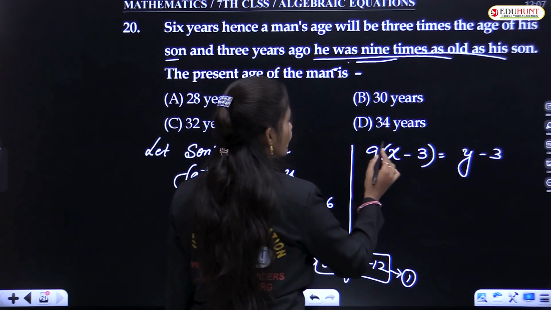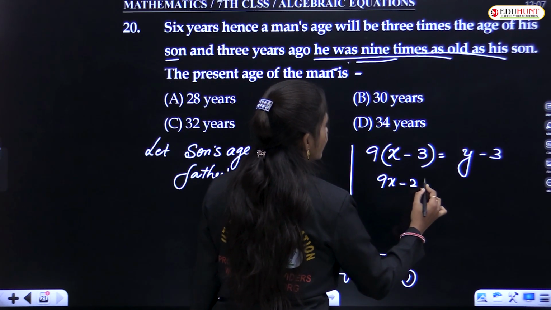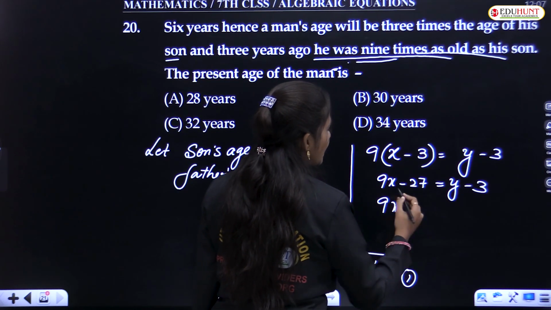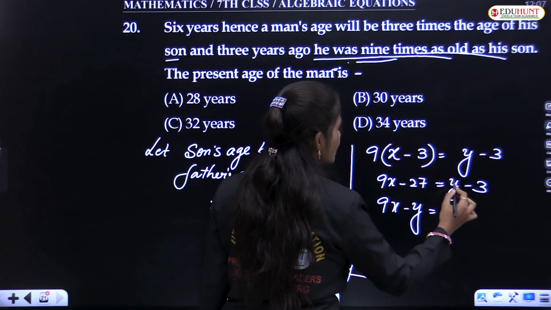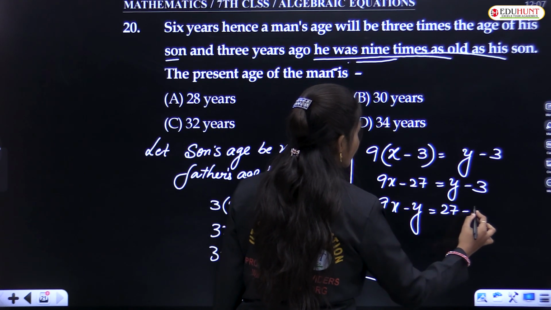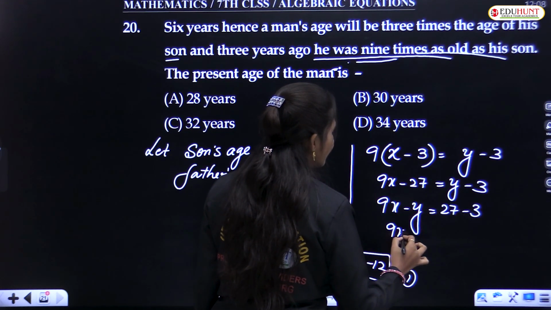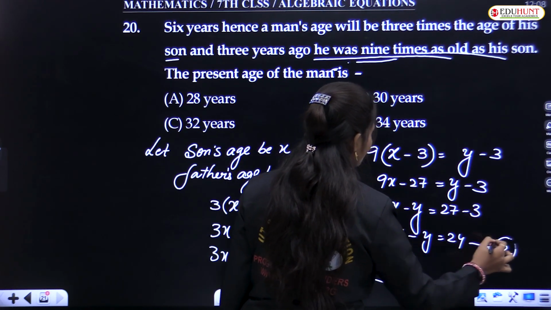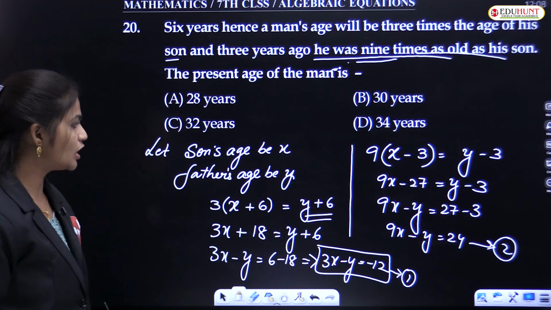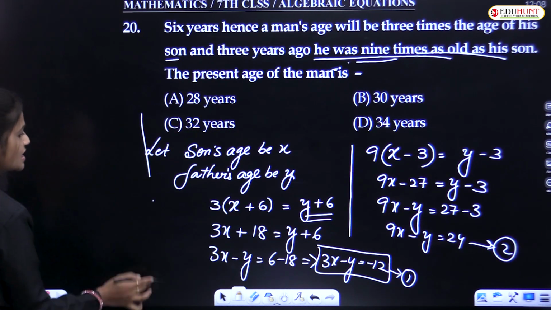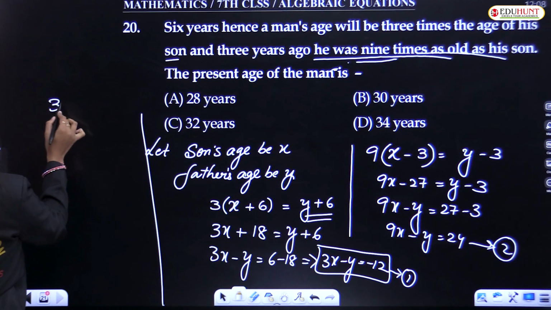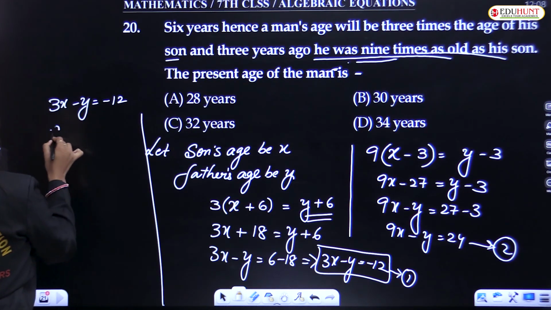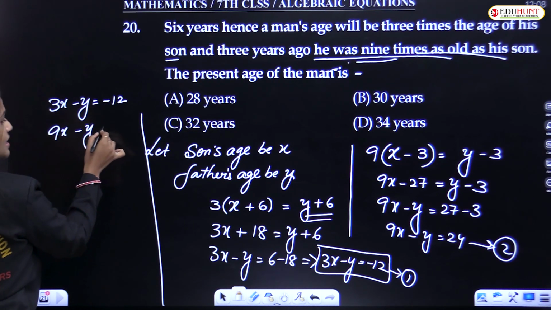Now simplify this. 9x minus 27 equals y minus 3. So here 9x minus y equals 27 minus 3. So 9x minus y equals 24. This is equation number 2. Okay, now we got equation number 1 and 2, no? So what are those two equations? Let us write here. First one is 3x minus y equals minus 12. Next, 9x minus y equals 24.